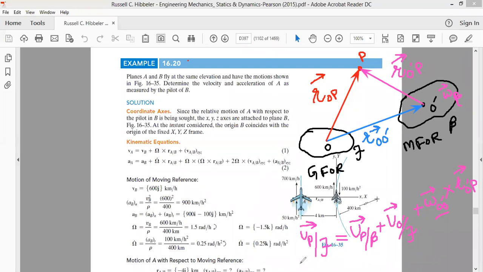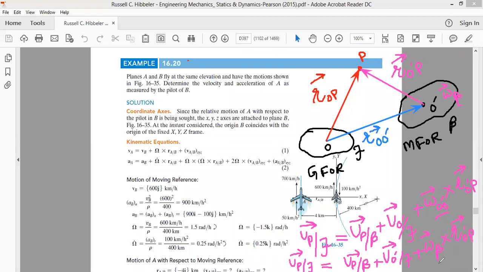So we can further modify this equation. We can write the velocity of P with respect to the ground frame of reference is equal to the velocity of P with respect to the moving frame of reference, that is beta, plus the velocity of O dash, the origin of the moving frame of reference, with respect to the ground, plus the angular velocity of the rigid body beta, and its cross product with R O dash P. That is R from O dash to P.